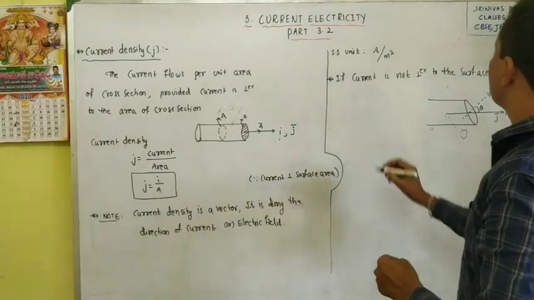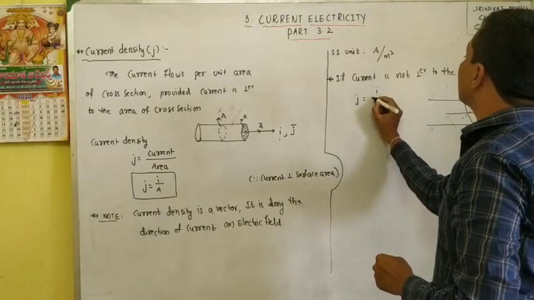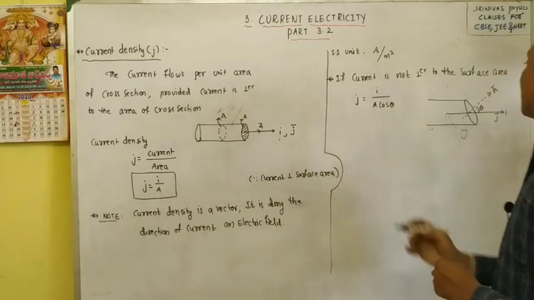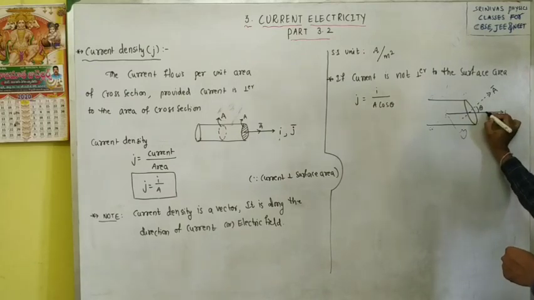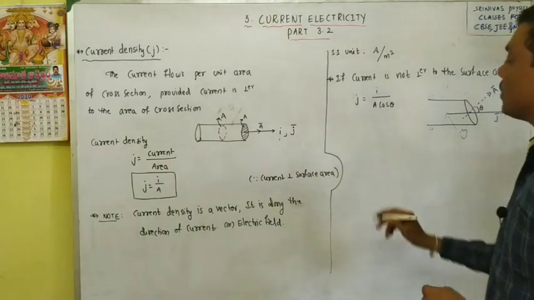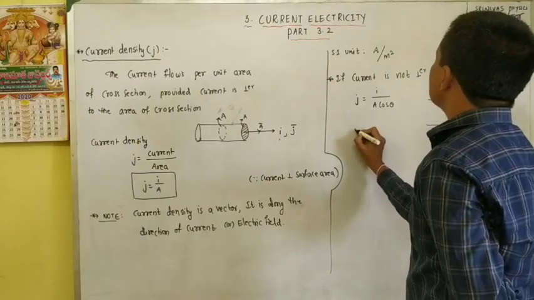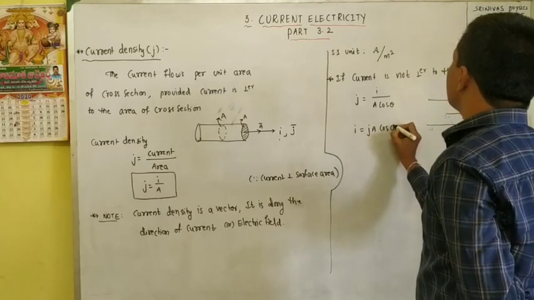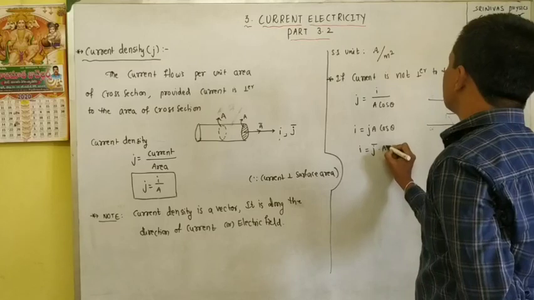At that moment, we write the current density formula as J is equal to I by A cos theta. We have to take the component of area vector along the direction of current density. This is the formula, you have to remember it, it is a basic formula. Now from this, I is equal to J A cos theta. We write this in vector form: I is equal to J bar dot A bar.